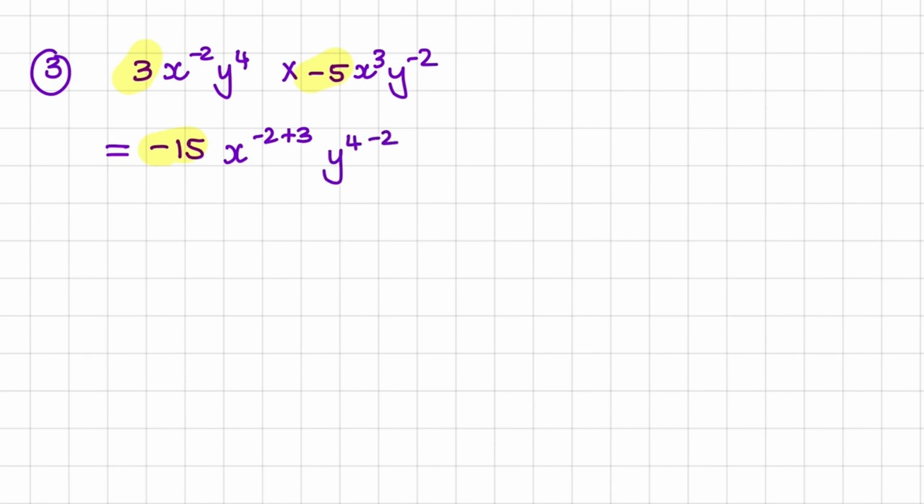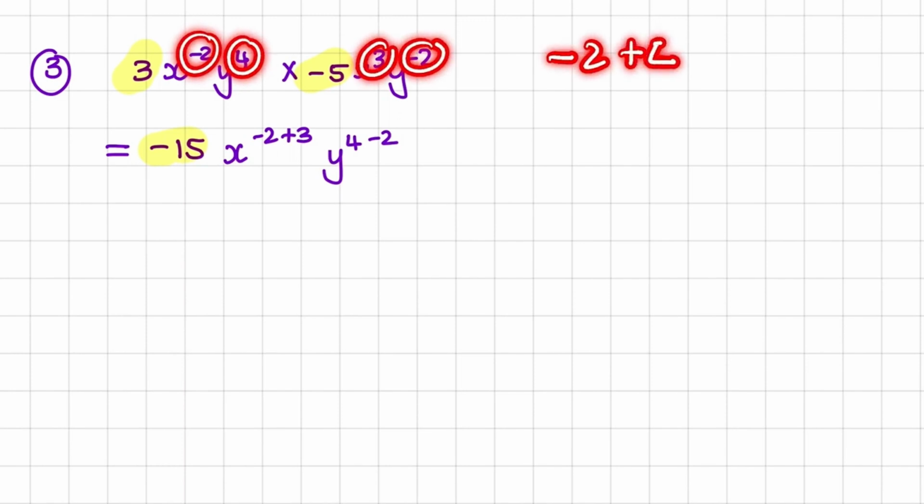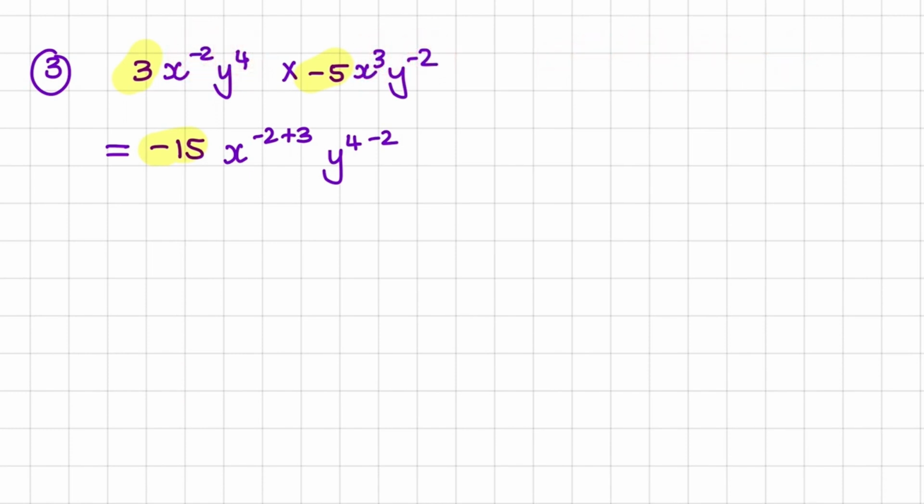Notice I'm not adding negative 2 and 4 and 3 and negative 2 to create one big value. That will be incorrect. I can only add exponents where the variables are the same. So if I simplify, I have negative 15, x to the power of 1, y squared. And we can also leave our answer as negative 15x y squared.